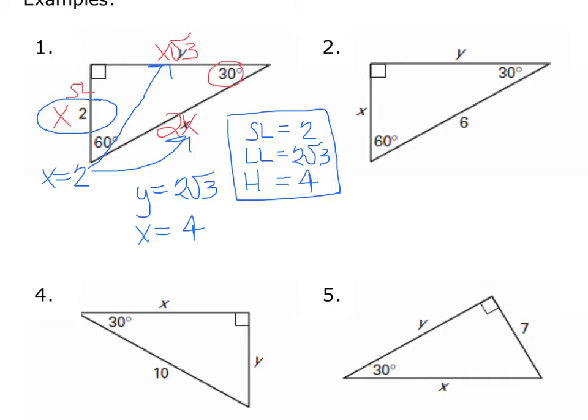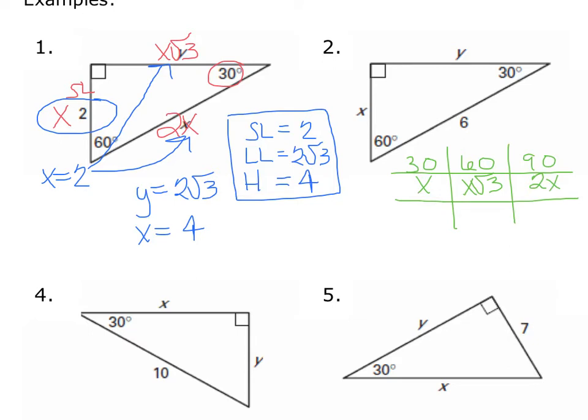And I'm going to show you the other way you can also work this problem. You can make the chart like I mentioned before. So you're going to make a 30, 60, 90 table. And you know that across from the 30 is x, across from the 60-degree angle is x times the square root of 3, and across from the 90-degree angle is 2x. Then you're going to plug in the information you know. Well, here is the short leg, so it is x. Across from the hypotenuse is 6, so that's what they gave you. And then across from the 60-degree angle is your y, that's the long leg.